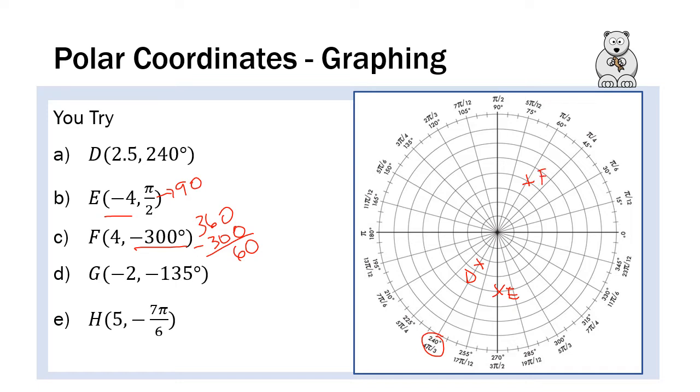The next one is a negative angle and a negative radius. Well, let's see what this is. So 360 minus negative 135 is negative 225. So I'm sorry, positive 225. So positive 225 right there. And negative 2. So we are going away from 225, going in the opposite direction to 1, 2, right there for G.